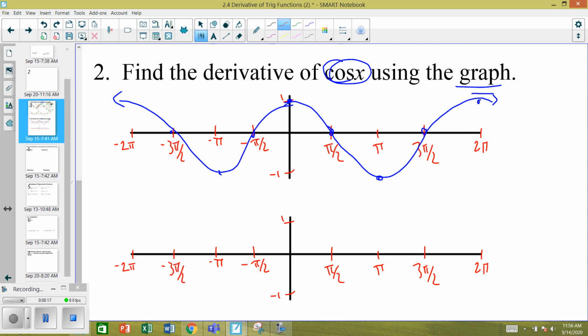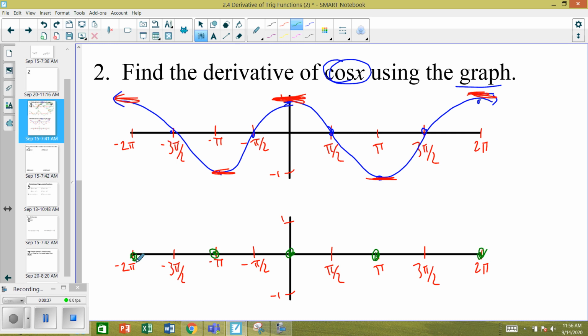But let's go ahead and graph the slopes of this. So I'm going to start with my slopes where I know they're equal to 0. Okay, that's at -2 pi, -pi, 0, pi, and 2 pi. So I'm going to plot those zeros right here. I'm going to do them green. There, there, there, there, and there.